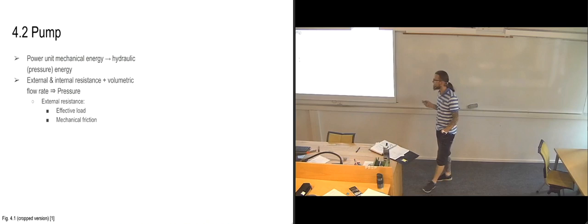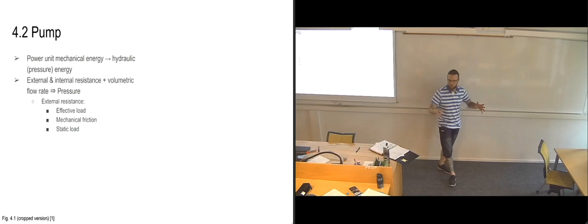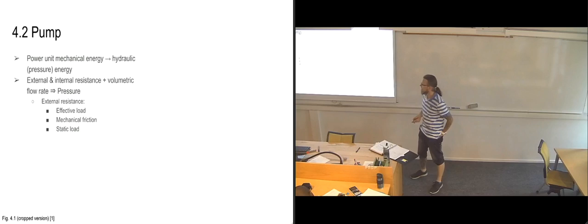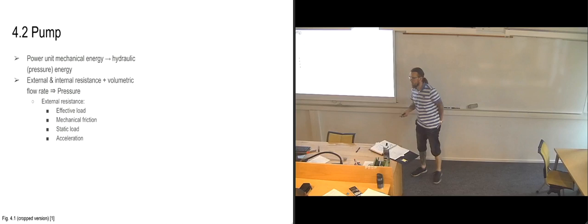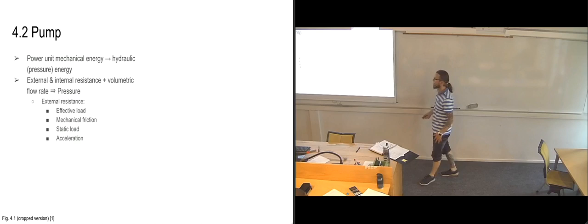We also have static loads, which is just basic weight of the systems, of the external parts of the system. So anything you just place on it is static loads. Acceleration is, of course, an external load or a resistance. So the faster you need your system to react and accelerate, then the more resistance you're going to get.